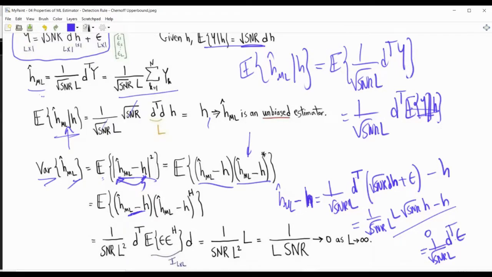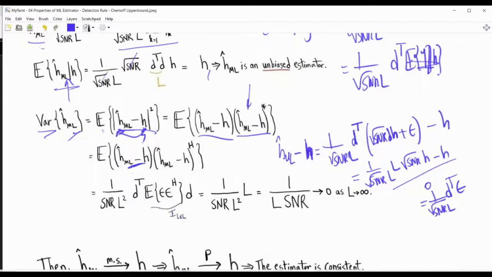D transpose epsilon, okay? And so you take this vector and you multiply it by its Hermitian. You can think of this again as a 1-by-1 quantity, but the trick here is to treat it as if it's an outer product, because this will allow you to make use of the covariance matrix of vector epsilon, the vector of the additive white Gaussian noise.